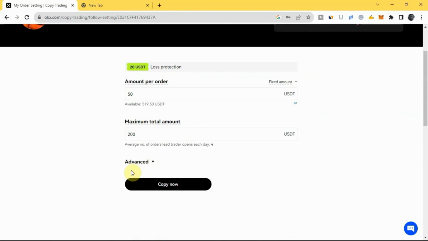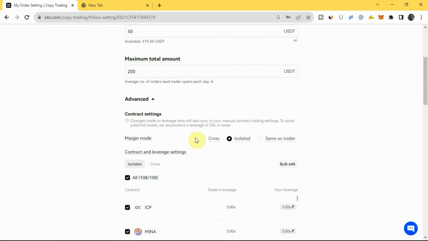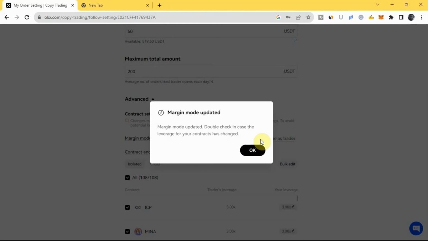And then when you come right here to where you have advanced, if you click on this drop down arrow, you see different options that you can set. This is not actually compulsory, but if you want to set it, I will explain to you right here. Now, right here, you can select the margin mode you want to use. So if you want to use cross margin or isolated margin, you can pick that right here. If you want to use the margin the trader is also using, just come here and pick same as trader. So I'll pick same as trader right here.